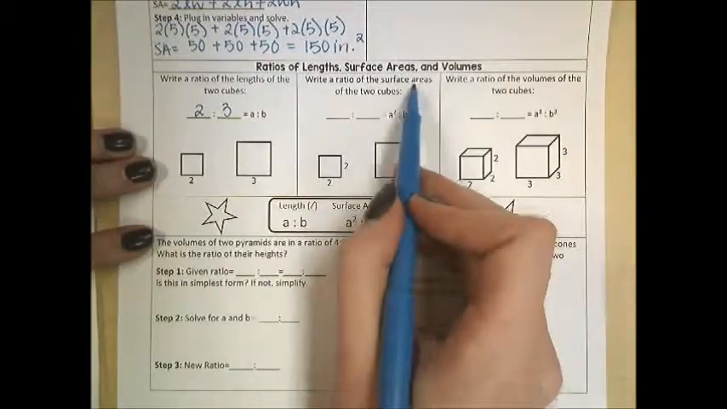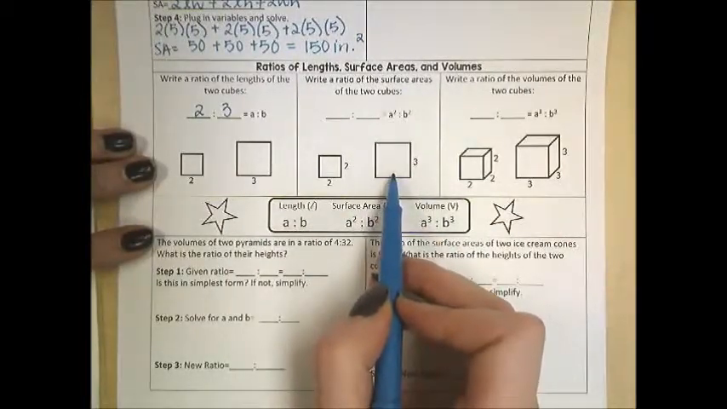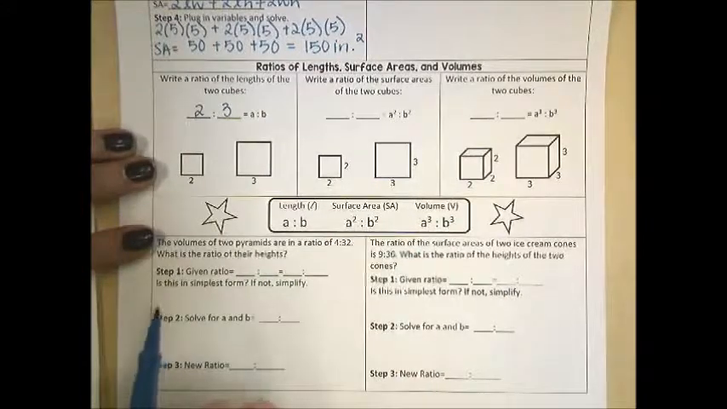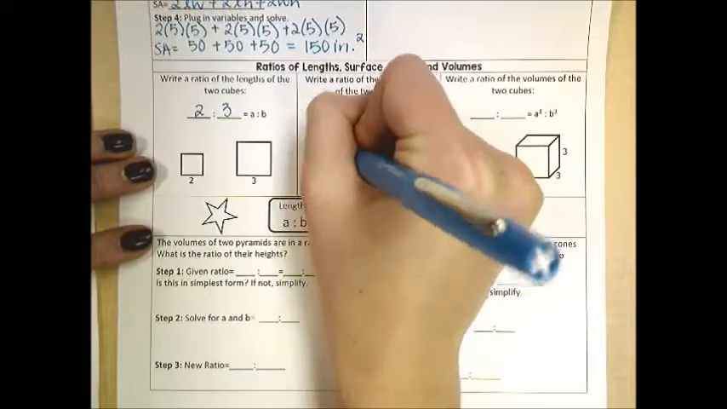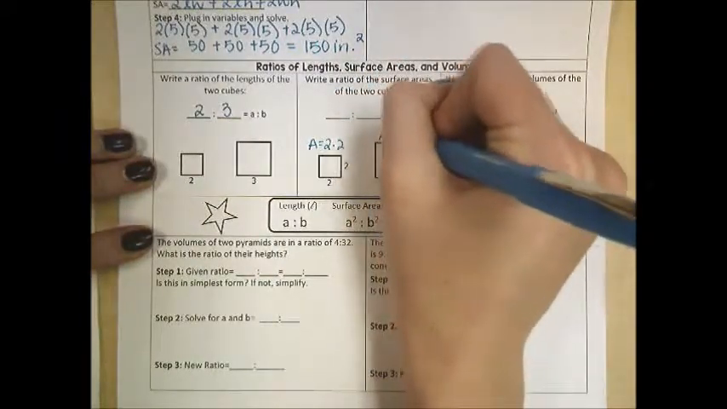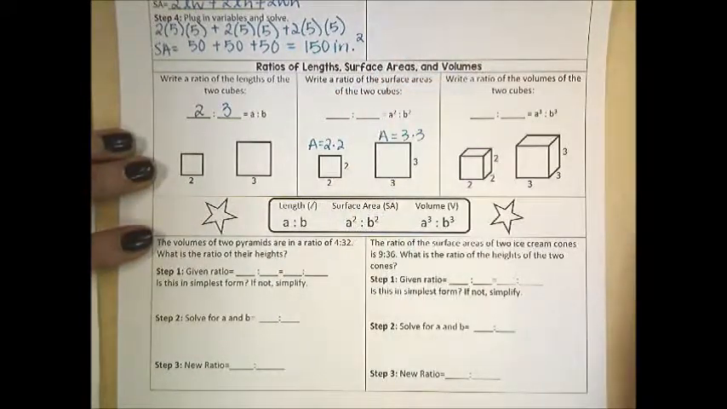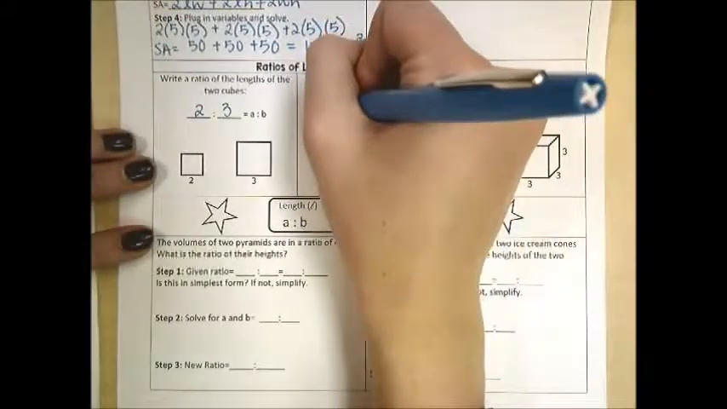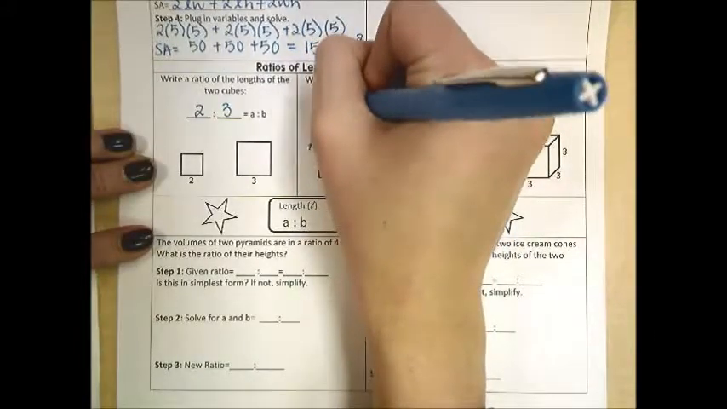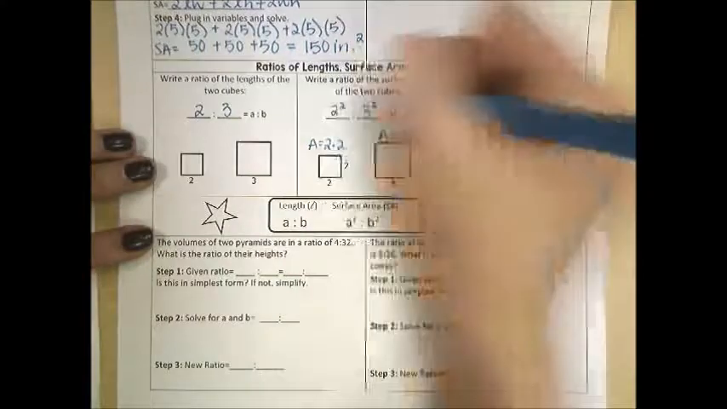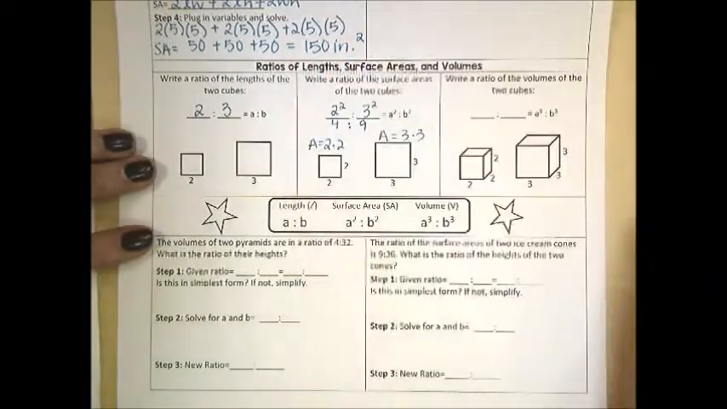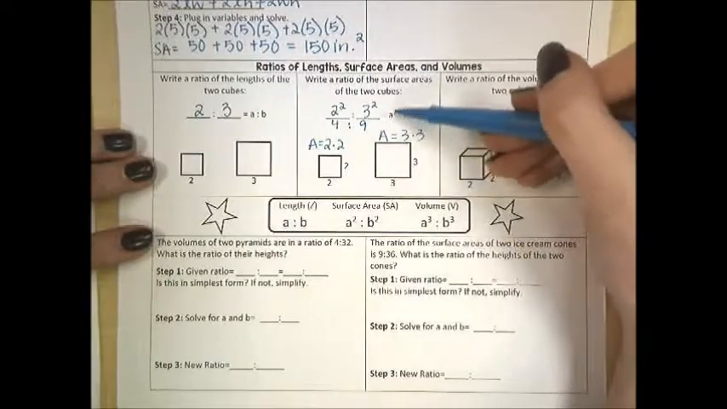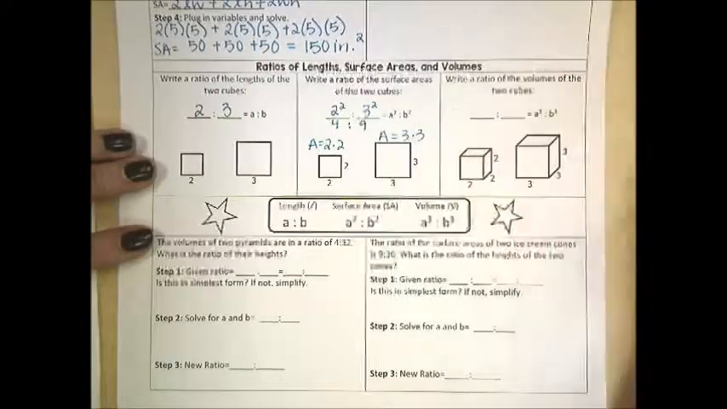Well, now if I look at the surface areas of these two cubes, so just looking at the areas, well, I know that area is going to be 2 times 2. Area over here is going to be 3 times 3. So I can write that as 2 squared and 3 squared. And I can simplify that to 4 to 9. So our ratio of the areas is going to be a squared to b squared.